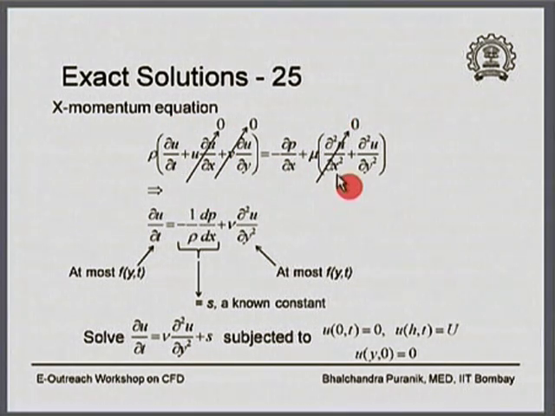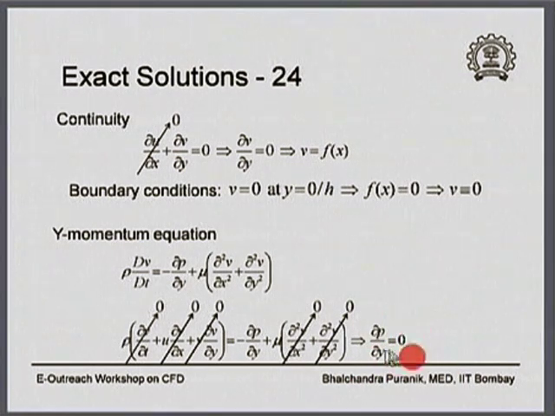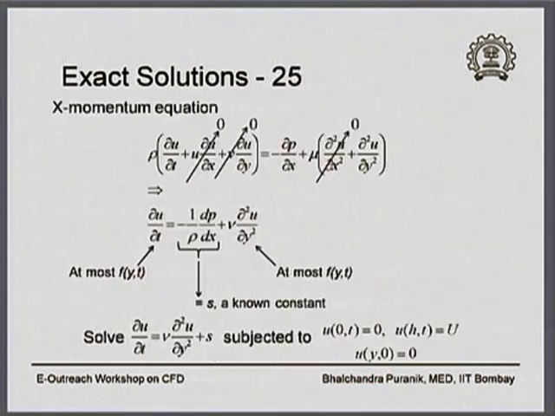So what is left after the simplification in the x momentum equation, after dividing through by the constant density, is the partial derivative of u with respect to time equal to minus 1 over rho times the pressure gradient in the x direction. Now I am choosing to write it as a total derivative, because y momentum showed that dp/dy is 0, so p is not a function of y, plus mu divided by rho, which gives me the kinematic viscosity, and what is left is the second derivative of u with respect to y. But remember, I need to maintain this as a partial derivative because u is a function of y as well as t.